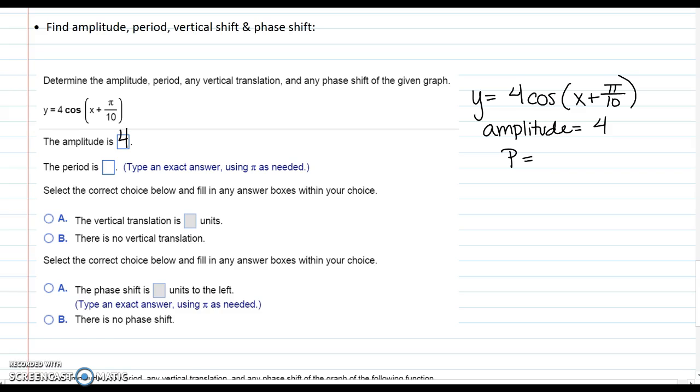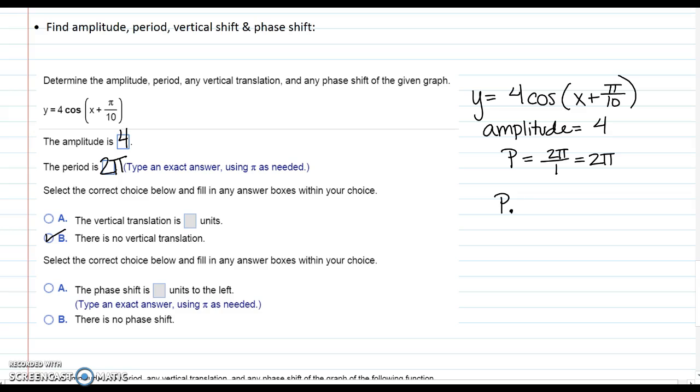Remember, period is 2 pi divided by b. b is the number you factored out. This one didn't have a number to factor out. There is no coefficient of x. Actually, it's an understood 1. So this is 2 pi over 1, which is 2 pi. So the period here is 2 pi. How about vertical shift? There isn't one. How would you know if there's one? You'd see a number all by itself, added or subtracted at the end or at the beginning of the whole equation. We don't see that, so there is no vertical translation.